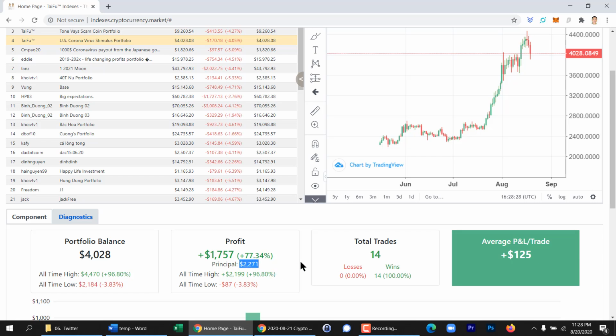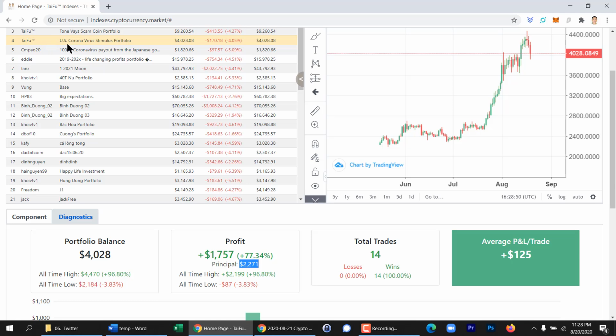Now, you guys hear me say that we started with a $2,400 amount, but right there it shows only $2,271 principal. The reason for that is there's a lot of slippage, there's transaction fees, and there's just a few dollars left over, so we were not able to buy all the coins that we wanted.